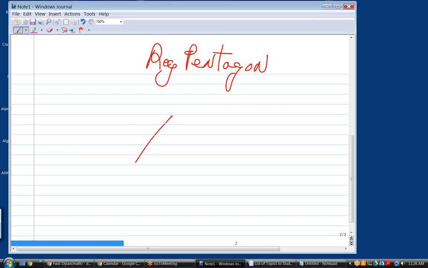Is this a regular polygon? That's a rhombus. Very good. No, it's not a regular polygon. It is a rhombus.